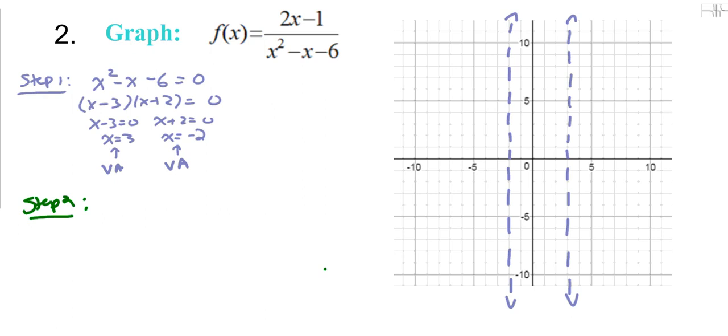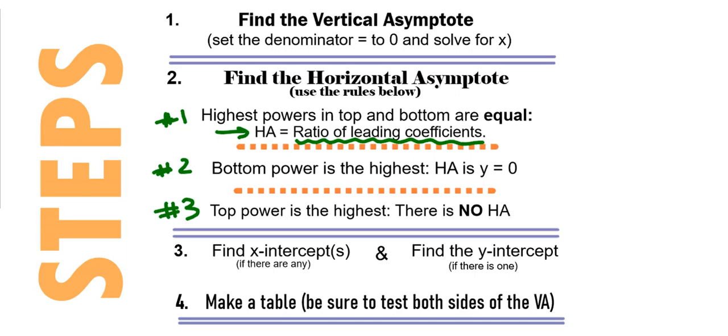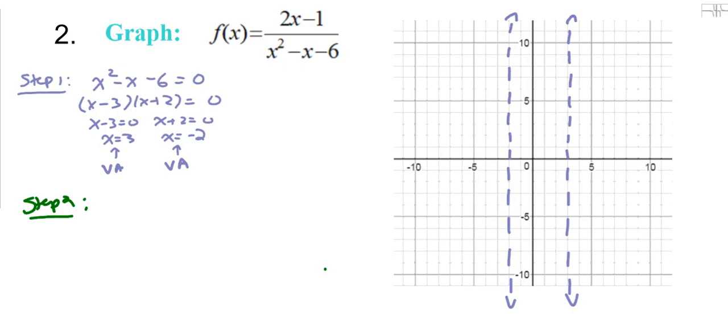All right, so let's go back to the rules. We already did the rule for number 1, right? We used that in the first one. We're going to use the rule for number 2. And this says if your bottom power is the highest, then your horizontal asymptote is y equals 0. Doesn't matter how much higher. If the bottom power is higher, we stop and say, yes, my horizontal asymptote is y equals 0. So yes, this is higher, and so we just stop and say y equals 0 is our horizontal asymptote.